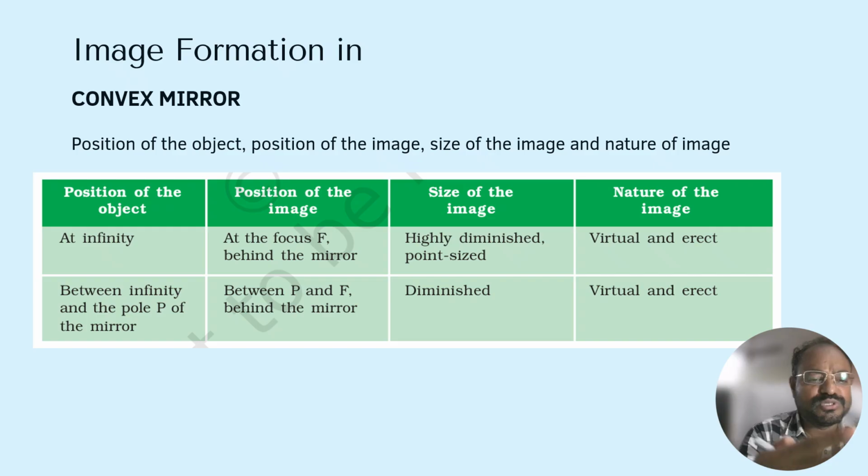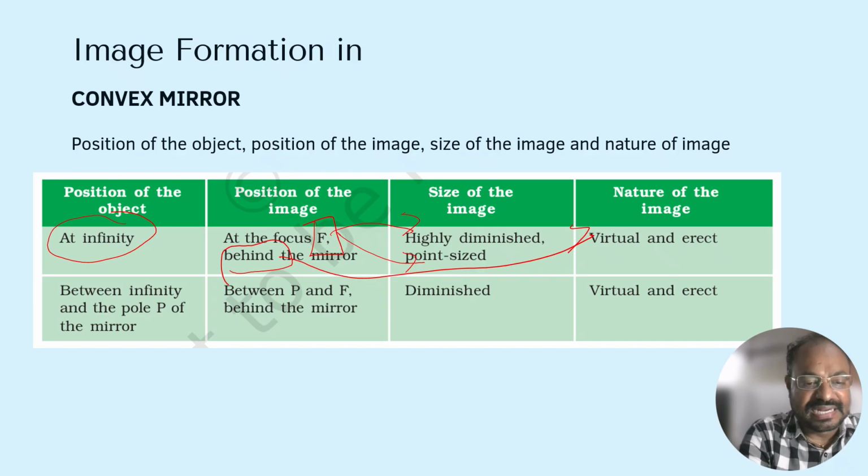The object is going to be kept in two positions. One, it is going to be at infinity. If it is at infinity, the image will always be obtained at F. So it is going to be a highly diminished or point size image. Since it is behind the mirror, it is going to be virtual and erect.